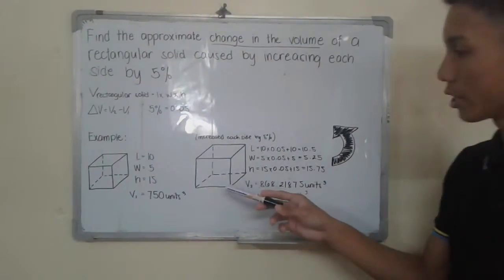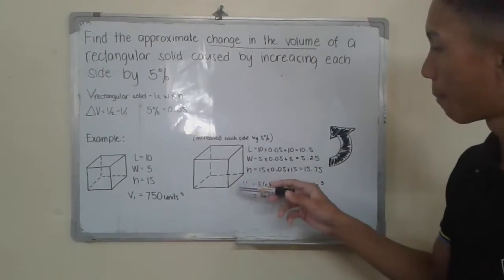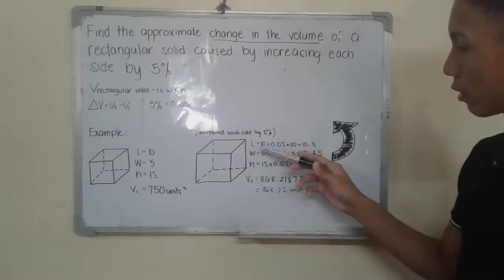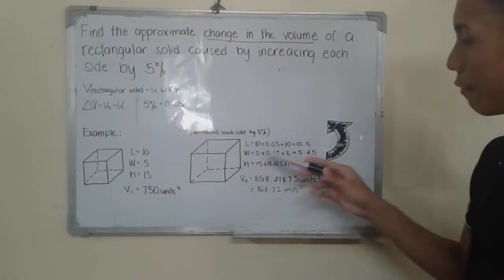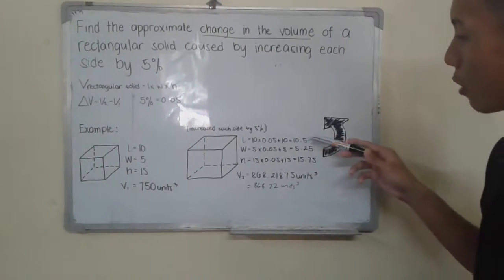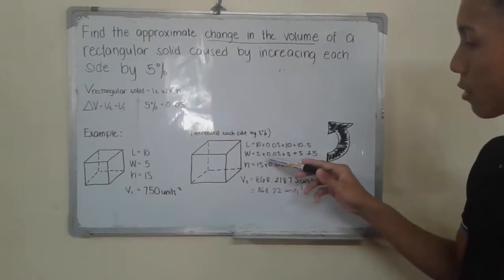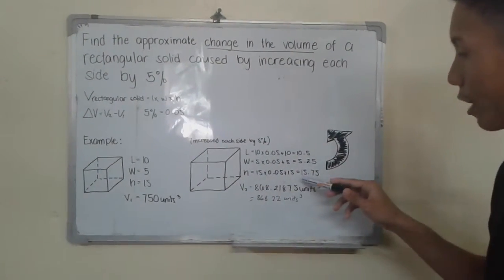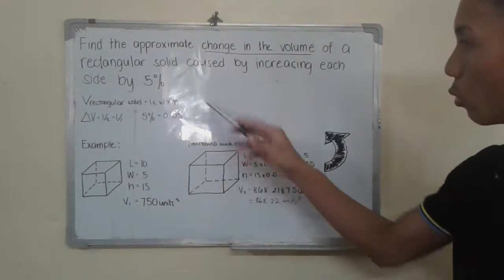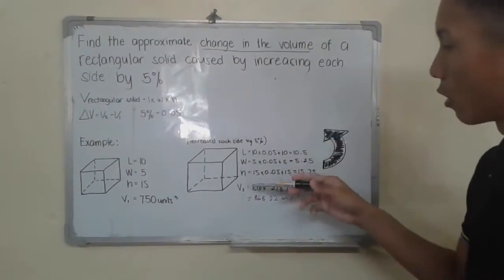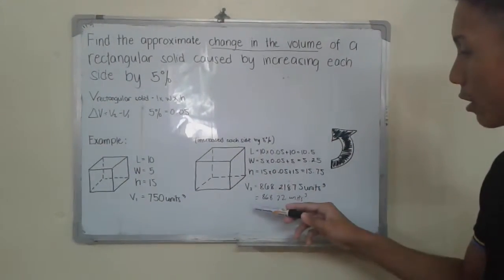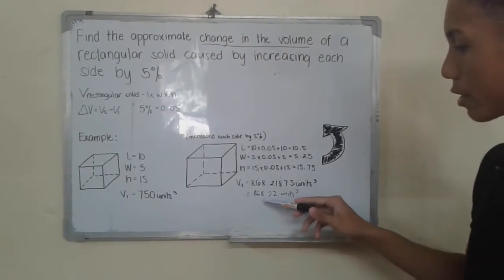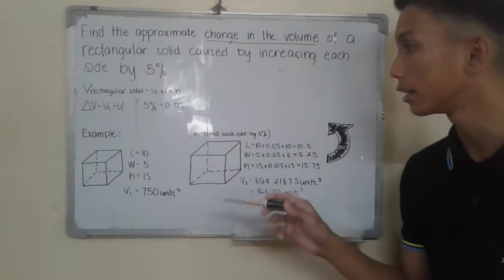And then for the second solid, if increased by 5%, this is how you solve it. 10 times 0.05 plus the original value, which is equal to 10.5. Then the width, 5 times 0.05 plus 5 is equal to 5.25. And then the height, 15.75. Now the volume of the second solid, with each side increased by 5%, is equal to 868.21875 units cubed, or 868.22 units cubed if rounded off.